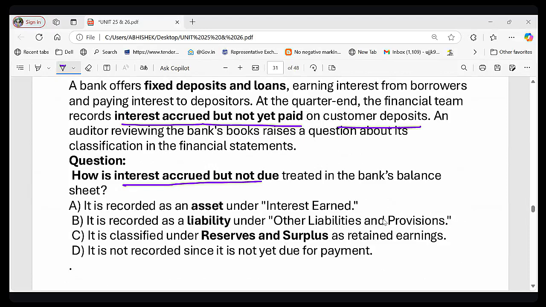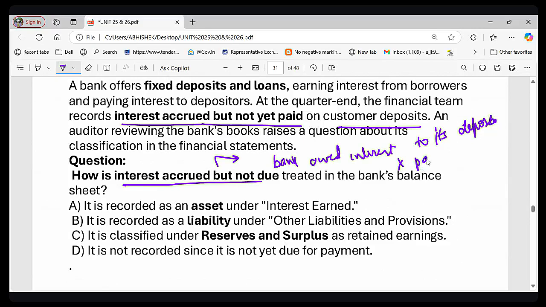Okay, fine. So friends, what is happening here? The point is interest accrued but not due. What is the meaning of this interest accrued but not due? You know the meaning of it? It means that the bank owes interest to a depositor but has not paid yet.